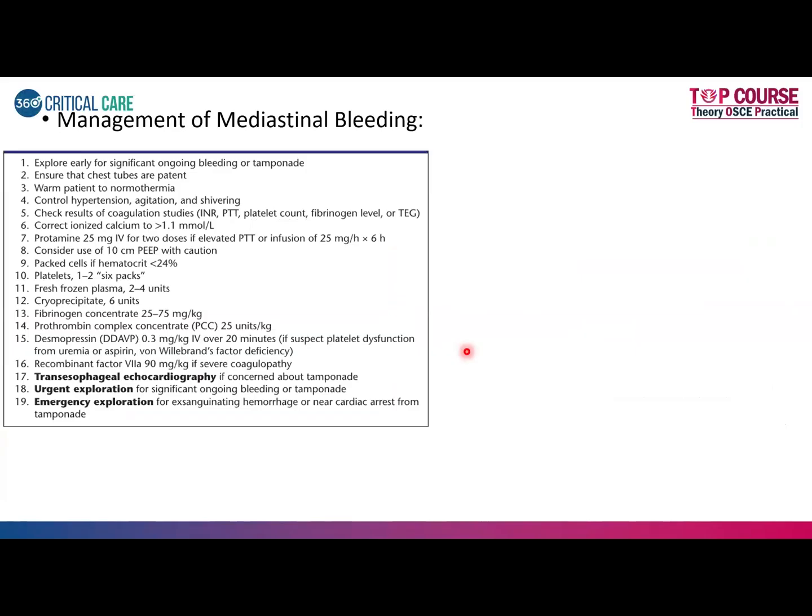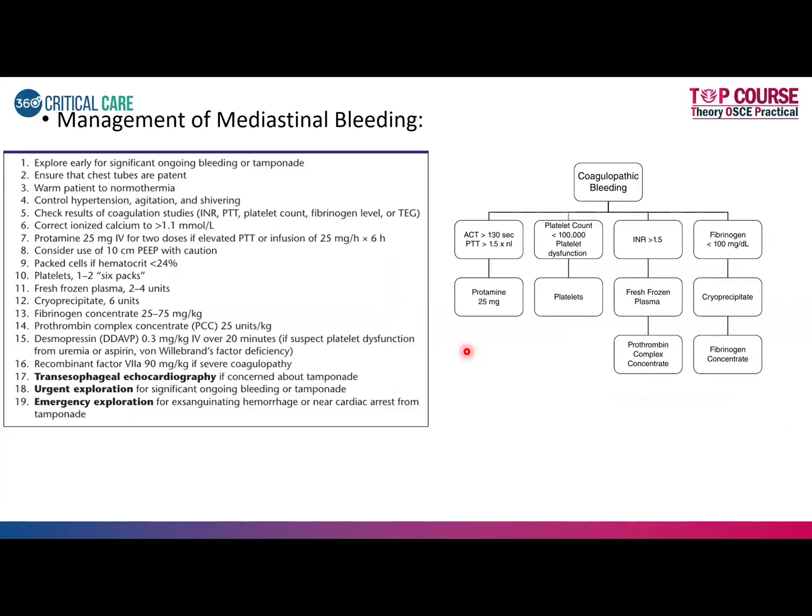Check if your chest tubes are patent, control the lethal triad, control the hypertension and agitation, normothermia needs to be maintained, check the point of care testing, give ionized calcium, protamine is to be given 25 milligram IV for 2 doses if there is an elevated PTT, or infusion can be given over 6 hours. Then use PEEP with caution, give blood products.